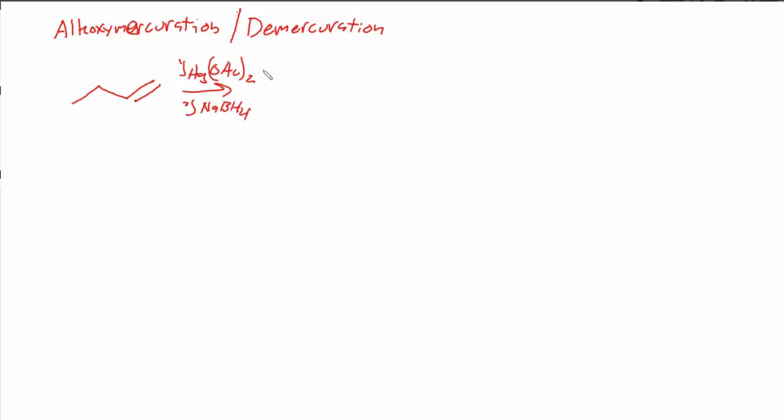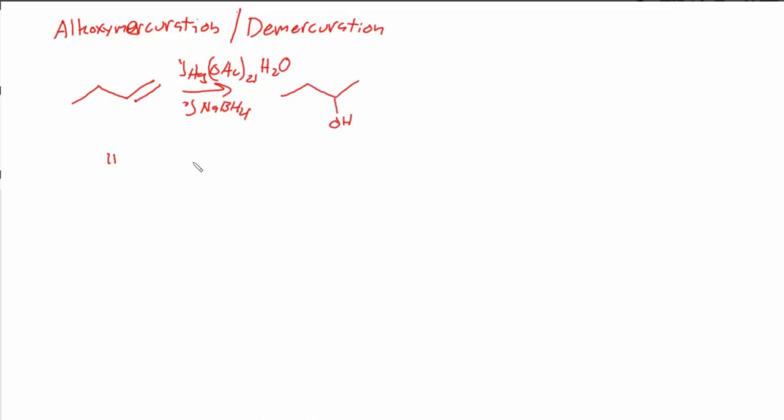I believe there's an E here. Demercuration. And you saw a hint of this in the addition to alkenes chapter in Organic 2. If we look at this alkene, we react it with HgOAc in the first step. Second step is NaBH4. And of course water as our nucleophile, we know that we're going to end up with the OH on the more substituted carbon.